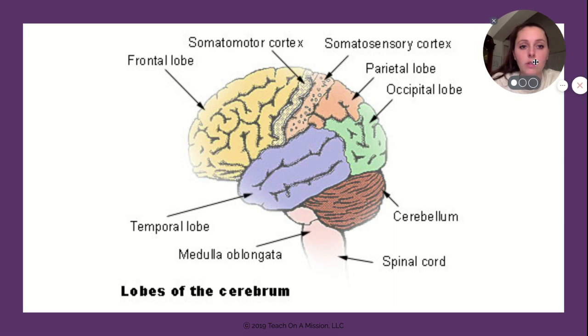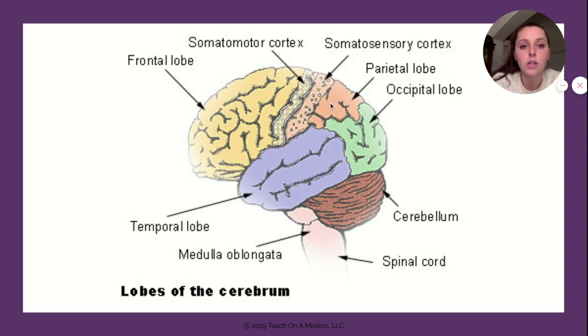So let's look at this diagram here. These are the parts that we're going to be discussing when we are talking about the cerebral cortex. We have our frontal lobe. We have our motor cortex and our sensory cortex. You see that it says somato in front of both of those. Soma means body, right? So it's just like body motor cortex, body sensory cortex. A lot of times you're just going to see them as motor and sensory, but if you do see somatosensory, know that it's the same thing.